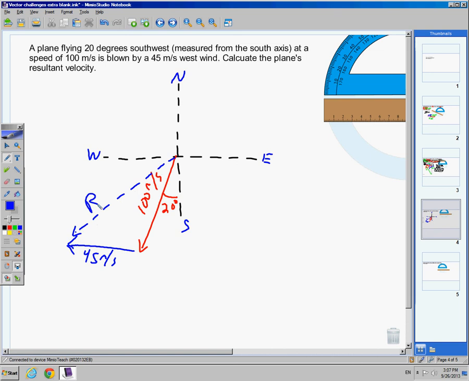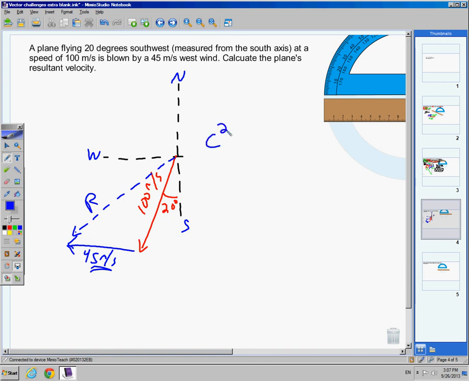Clearly, it is not drawn to scale. The 45 is almost the same size as 100, so it's not drawn to scale, but we get the idea. So the first thing I would do, I'm going to erase just a little bit so I have some more room here, because you don't need to see that side of the diagram. I'm going to use law of cosines.